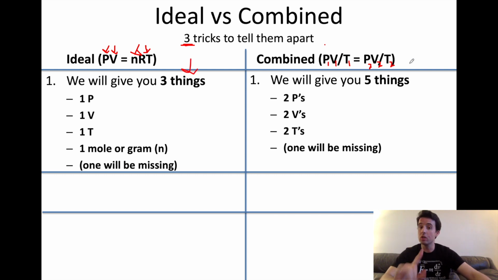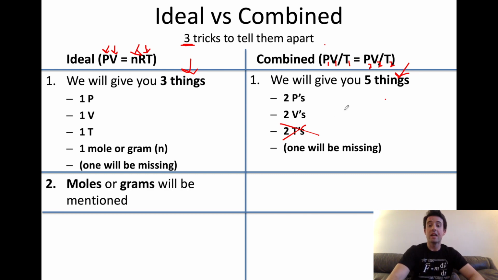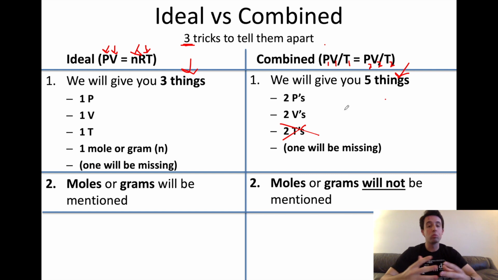Now, I could say on a combined gas law problem that T's are kept constant. If I say T's are kept constant, that means I only have to actually give you 3 numbers. So this is definitely a sometimes rule. It's not an always rule. Only works sometimes.